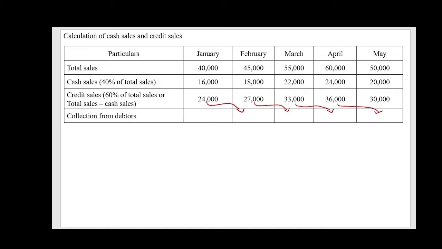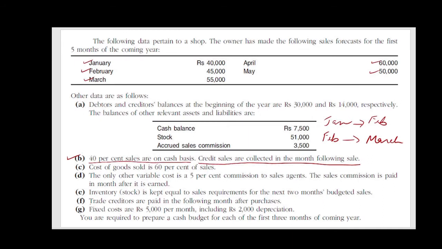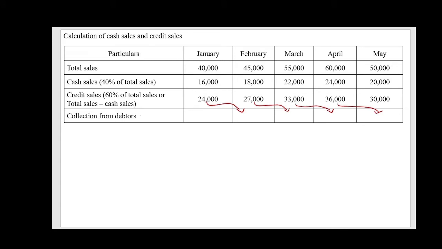But then we don't prepare the cash budget for the month of April, May, June. We are only preparing the cash budget for January, February, and March. As such, we don't require to calculate for all the months. Okay. Now going back to the problem, what is mentioned over here? Credit sales are collected in the month following sales. So we'll write it over here.